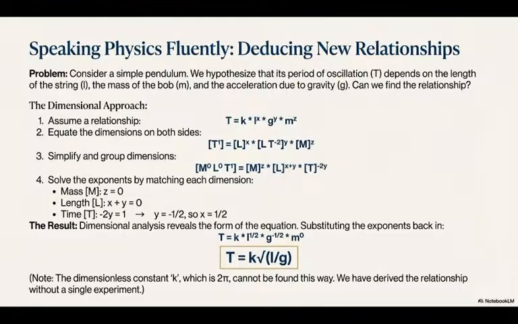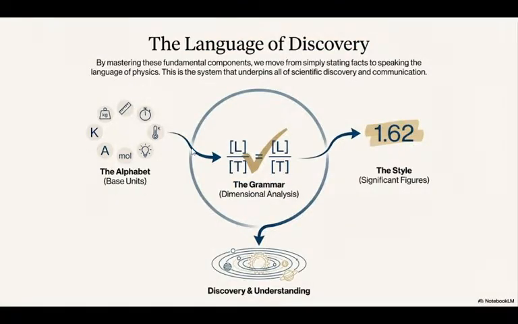Now going to the next one, what we get, you see here. This one is the language of discovery. By mastering these fundamental components, we move from simply stating facts to speaking the language of physics. This is the system that underpins all of scientific discovery and communication. The alphabets, base units, right? These are the alphabets of base unit.